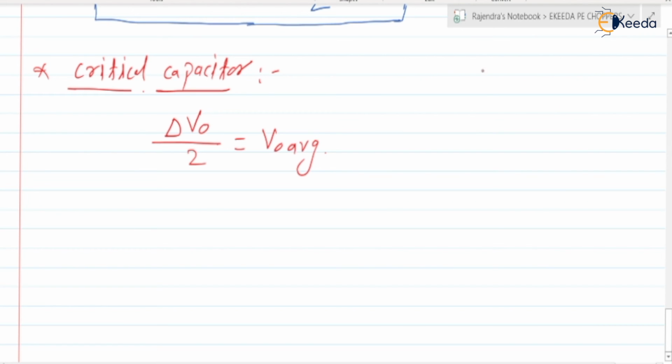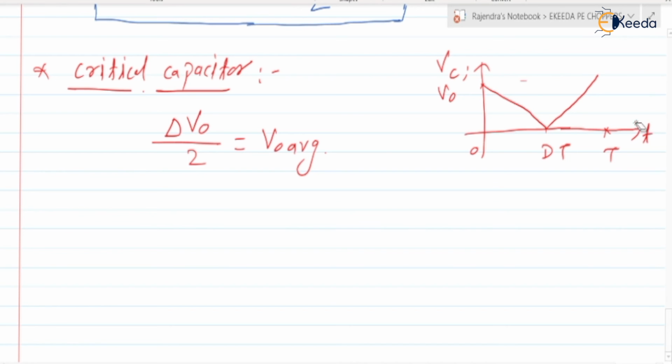So the V0 waveform will be like this. Here during 0 to T on, that is, this is T, here it is DT, and here it is T. So the capacitor voltage, or we can write it as V0 also, because both are the same. So the capacitor is discharging. From 0 to DT, the capacitor is discharging, so it will be like this. After that it will be charging, so the waveform will be like this.